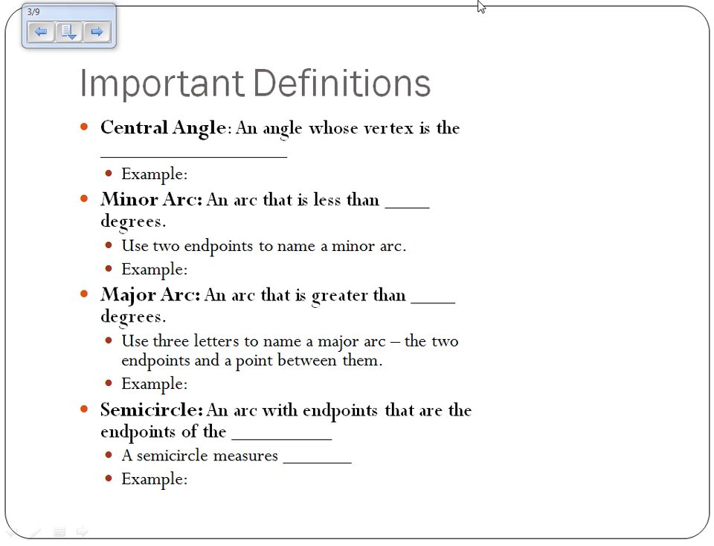So definitions. First off, a central angle. If it's too small, please move up. There's plenty of room up here. A central angle is an angle whose vertex is the center. All right, makes sense. Central angle, the vertex is the center. Remember, the vertex is where those two meet. Okay, where the angles meet. The point.